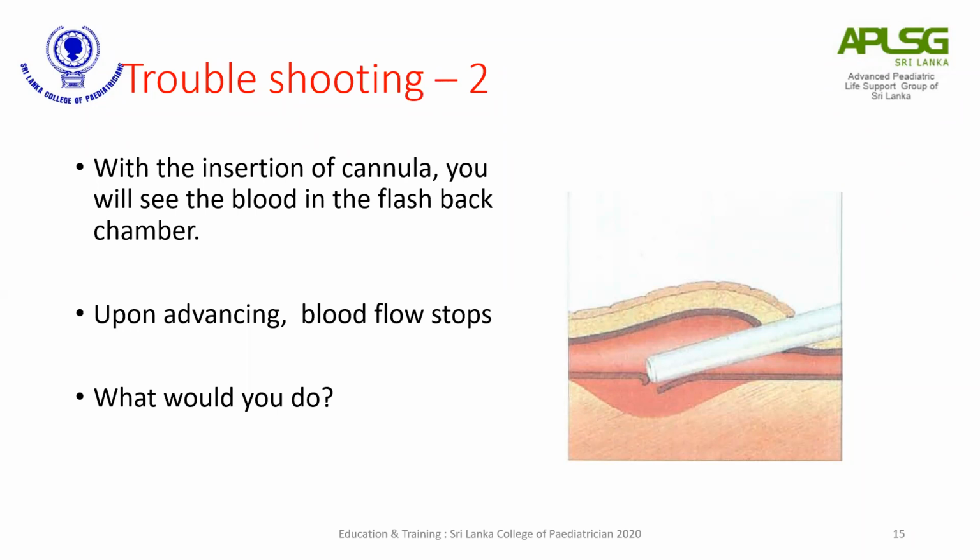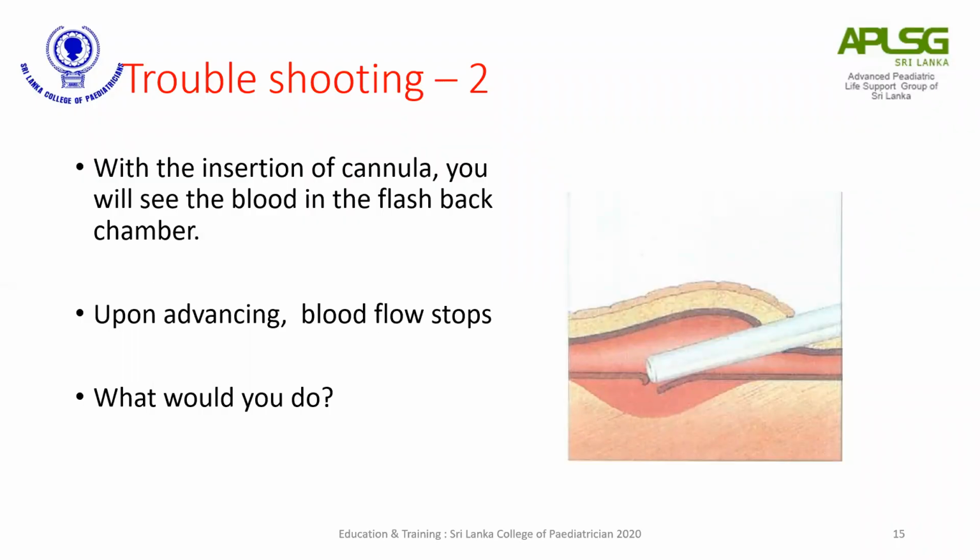So what should you do at this point? One thing you can do is get the cannula back into the vein, then you will see a good flow of blood in the flashback chamber, and then you advance it again. But if you use the stylet again, there's a chance that you are going into the same false pathway.